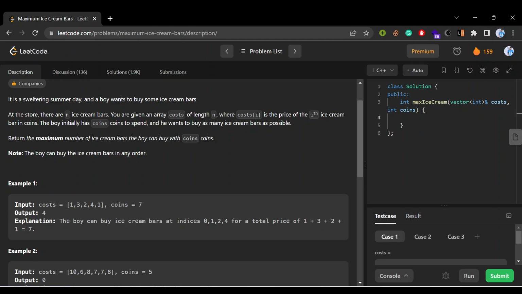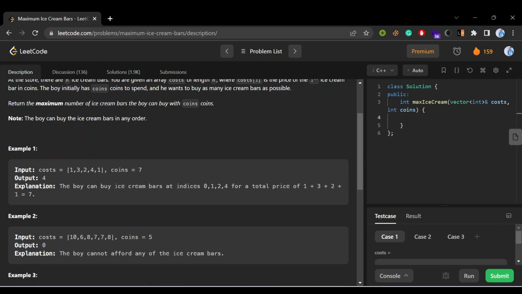The boy can buy the ice cream bars in any order, which means that we can change the order of the cost array. For example, we can buy the fifth ice cream bar and then the second, then the first, and so on.